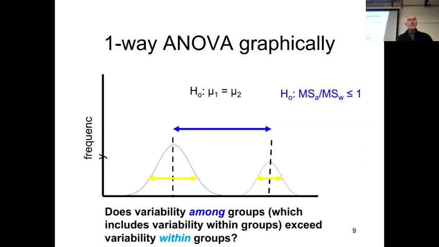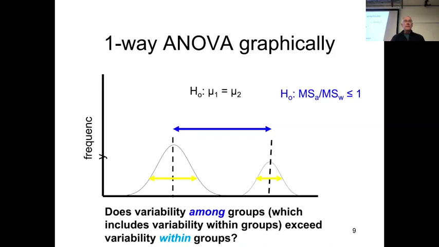In the ANOVA context, though, what you're comparing is the variation within and the variation among, and that's what you're comparing when you're doing an ANOVA design.